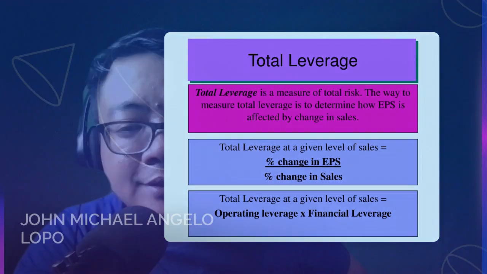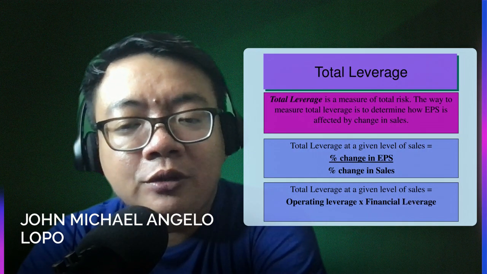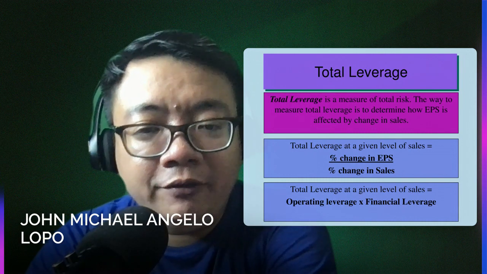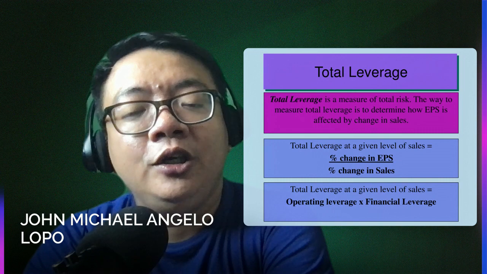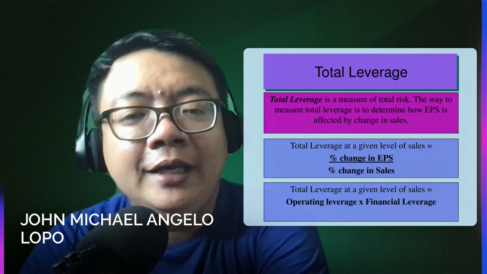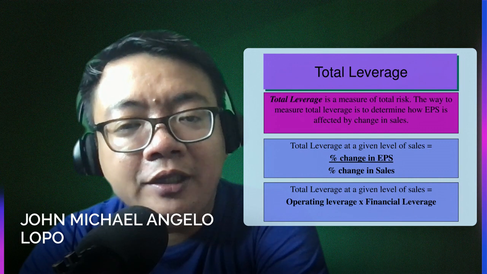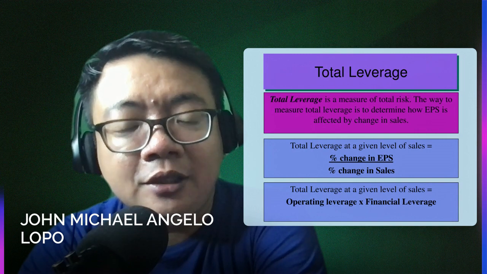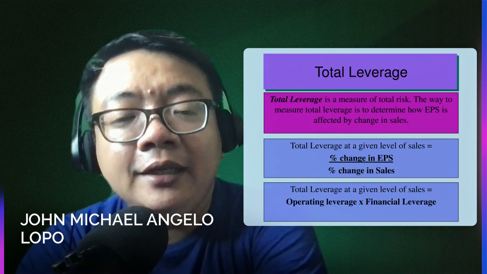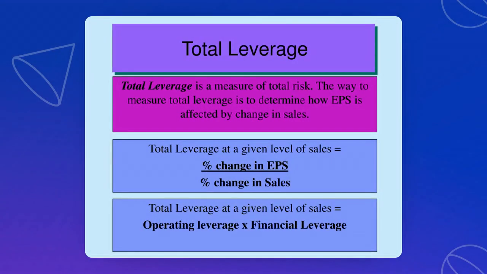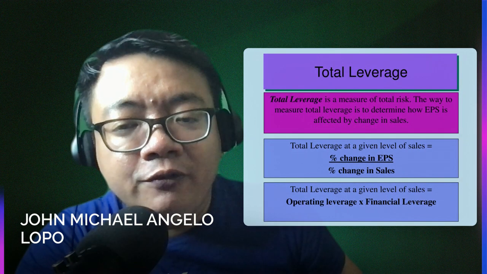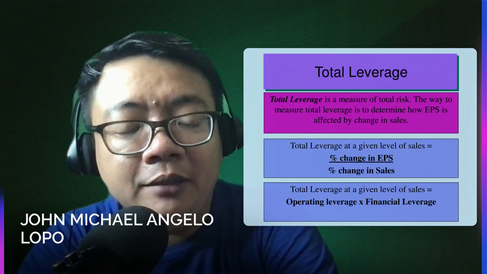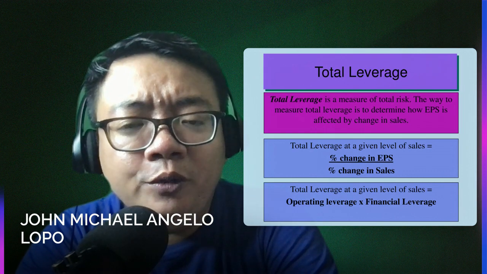Next one, class, is all about your total leverage. What is your total leverage? It is a measure of your total risk. The way to measure your total leverage is to determine the EPS as affected by the change in sales. This is the formula of total leverage: percentage change in EPS divided by percentage change in sales. Or, operating leverage multiplied by financial leverage.